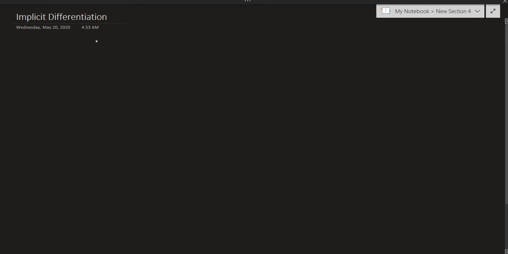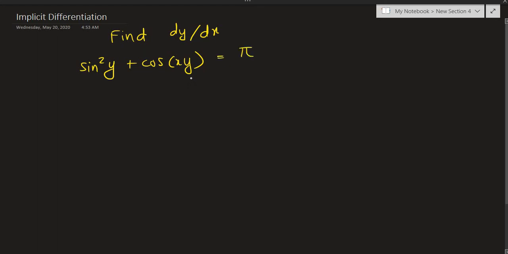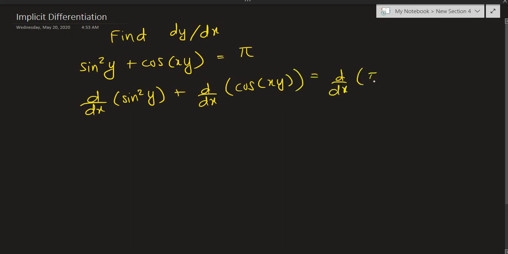So now they're telling us to find dy over dx when we have sine squared y plus cosine of x times y inside the argument being equal to pi. So as I said, let's differentiate both sides with respect to x. So we have derivative of sine squared y plus derivative of cosine of x times y being equal to the derivative of pi. Pi is a constant, the derivative of a constant is 0. This goes to 0.